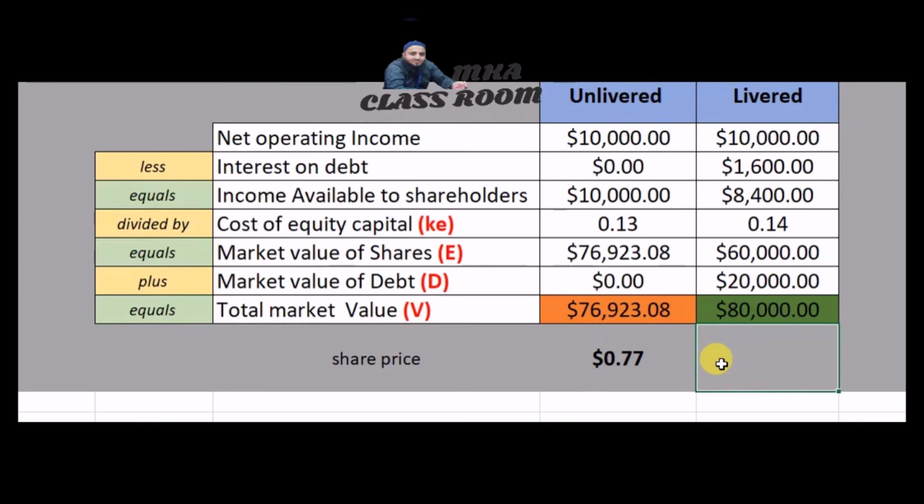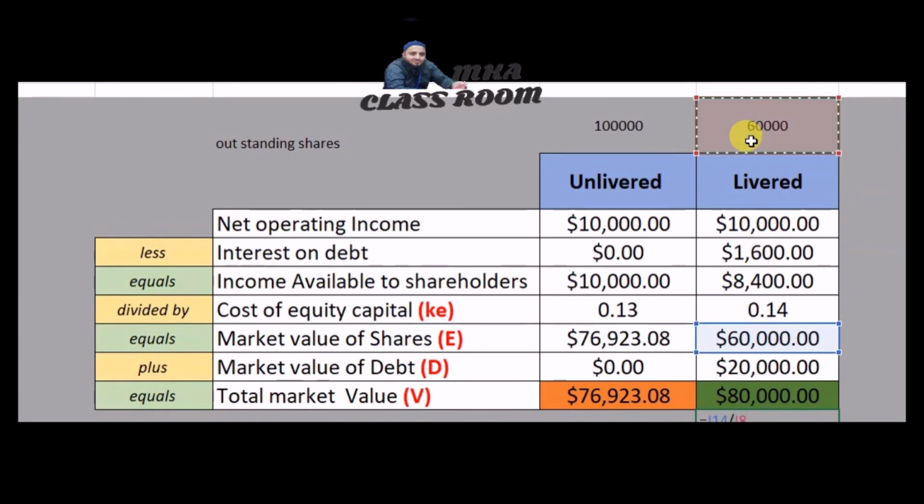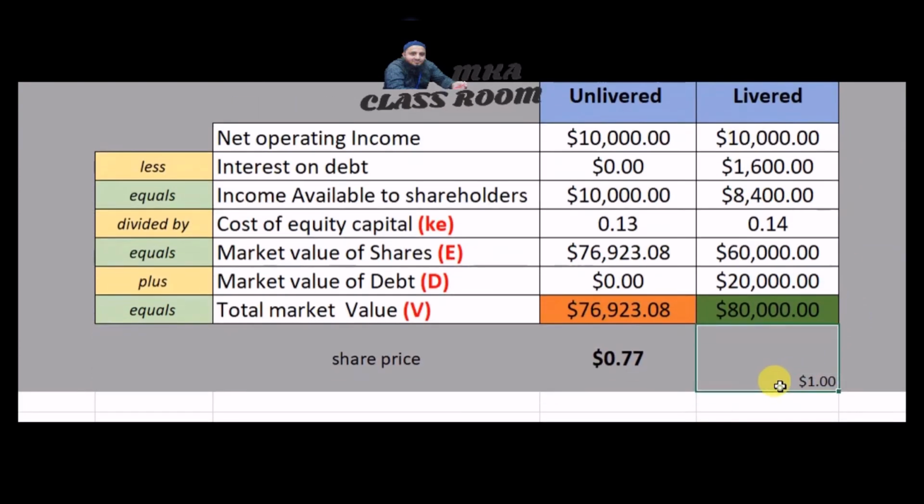And now we will see the levered company's share price, equal to market value of shares divided by number of outstanding shares, that means $1. So it is clear that the unlevered company's share price is 77 cents, whereas the levered company's share price is $1.